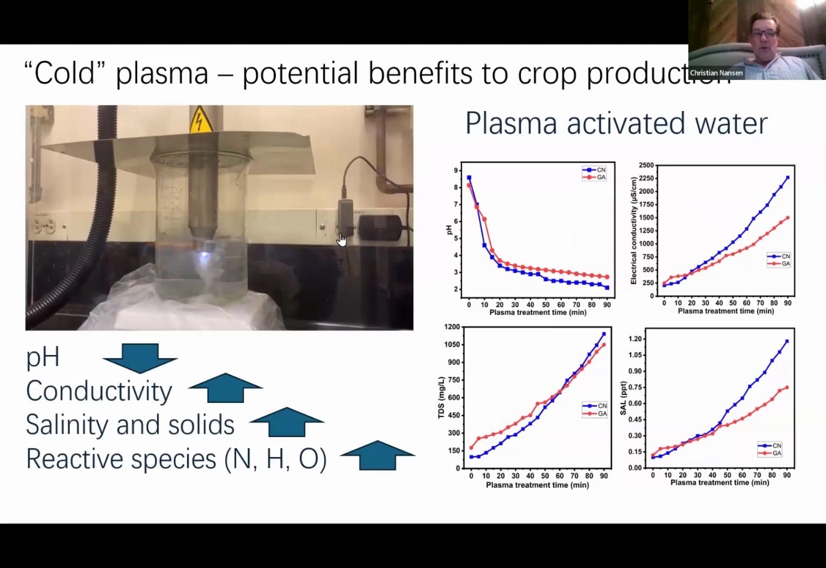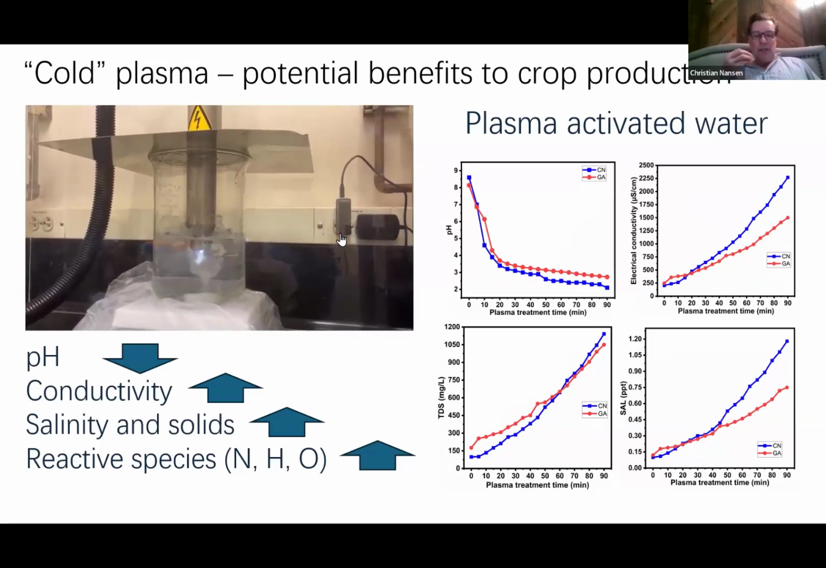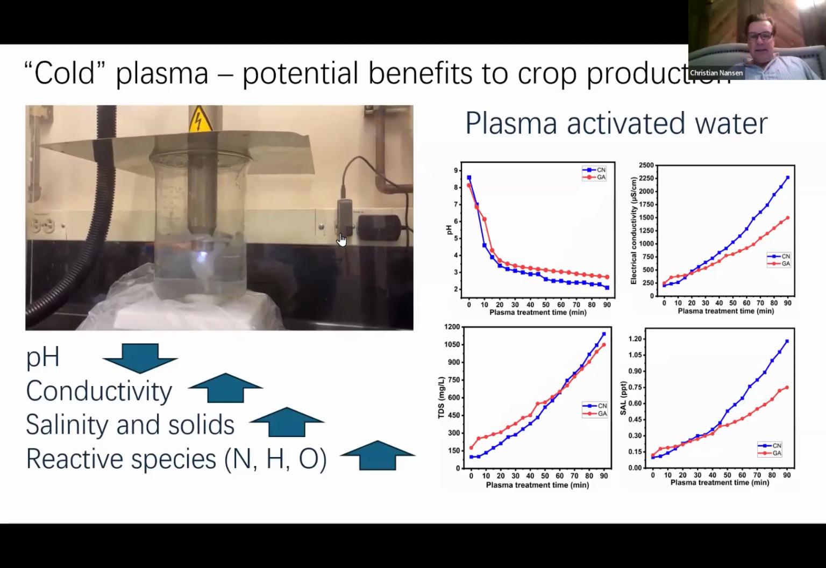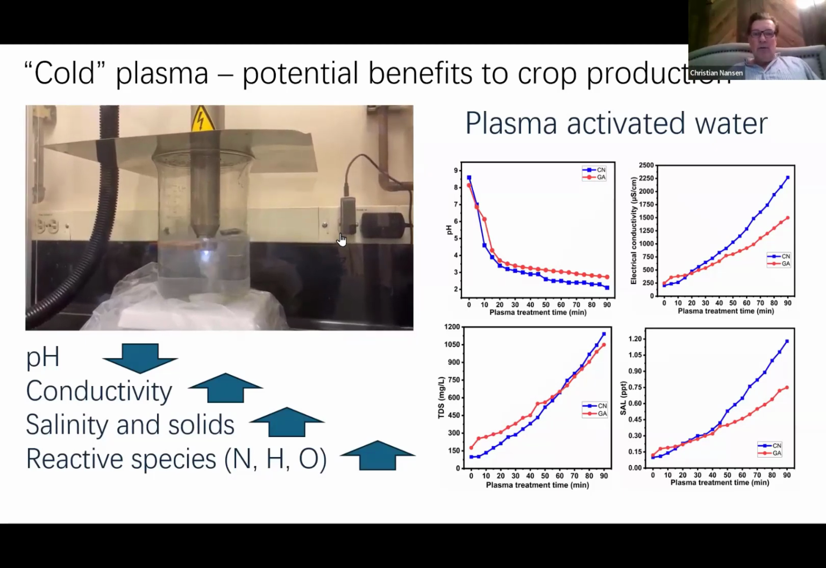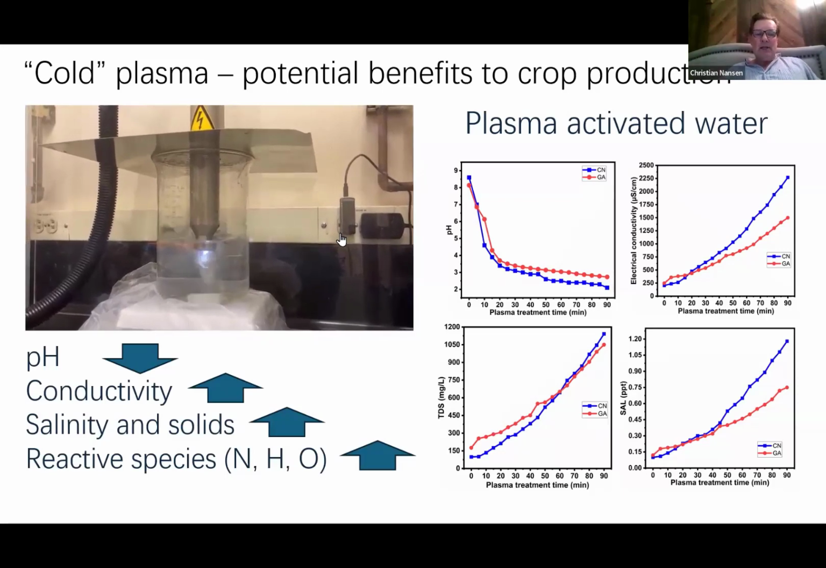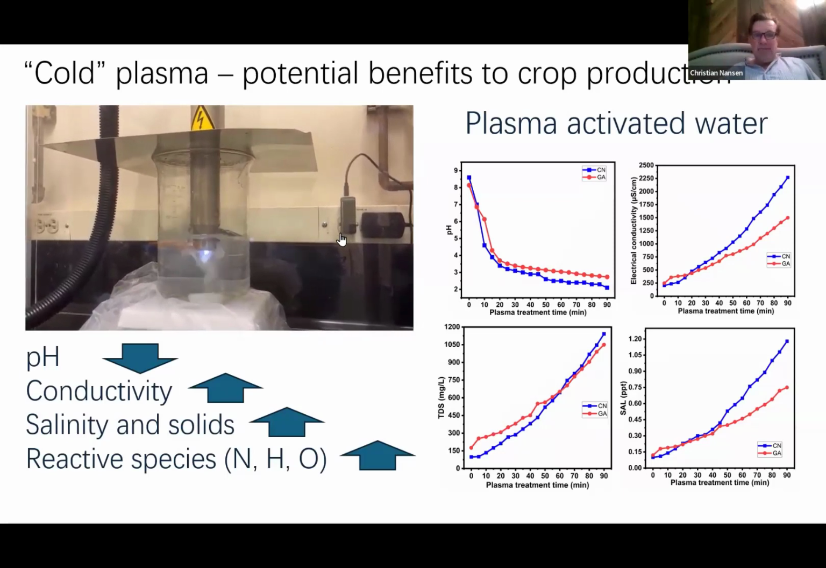There are companies also working on this. And of course, the key here is to stabilize some of those reactive species, because some of them, like nitrate and ammonium, are of huge interest as fertilizers. So how can we maximize the concentration of those? How can we make it so that we can store it over time? Very interesting and very important. And those are aspects that we are working on.